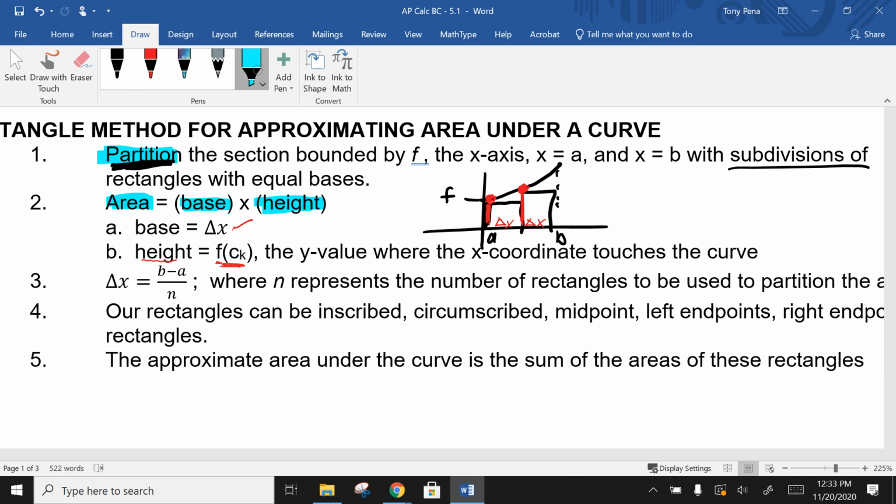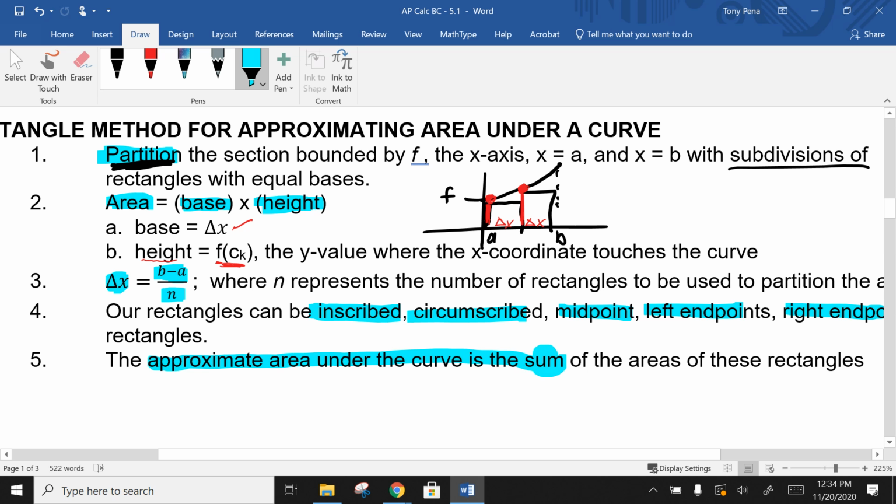The way we're going to calculate our change in x is this. What's the difference in the interval? Whatever that is, I'm just going to divide that by the number of rectangles that I tell you to use. Then our rectangles can be inscribed, circumscribed, midpoint, left endpoint, or right endpoint. We're going to get into that next. And then the approximate area underneath the curve is simply the sum, that's why we did the sigma stuff at the top of the page, of those areas of each rectangle.